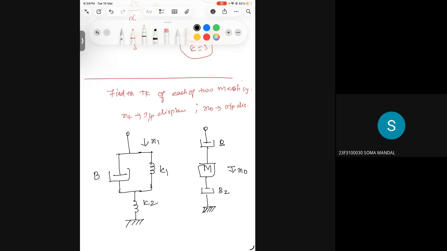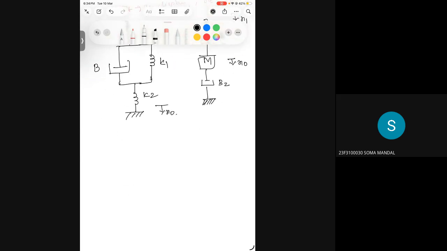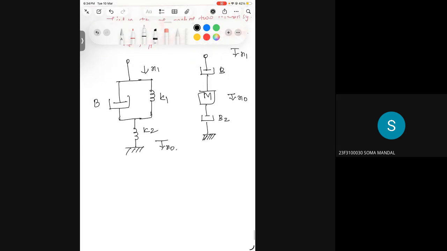Okay. The options have the combinations of transfer function for both the systems, x naught by x1. Oh, here it is x naught. This is x1, not i. Okay, fine. Now, for the left hand side system, we will write the differential equation. How would you write a differential equation? Since it is simple, I'm going to write from here.